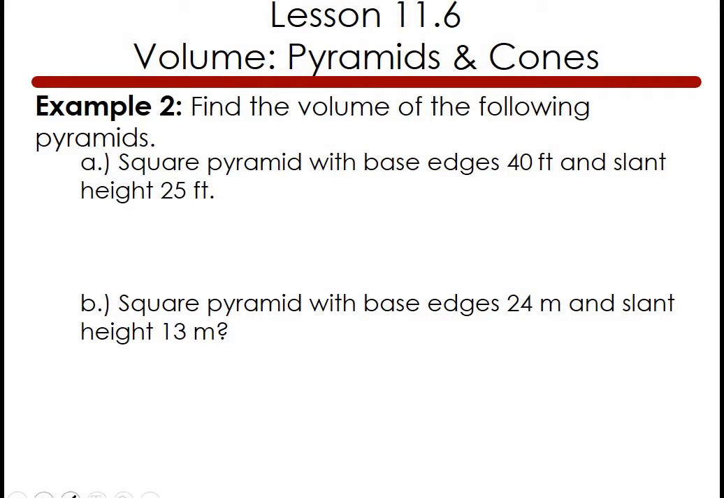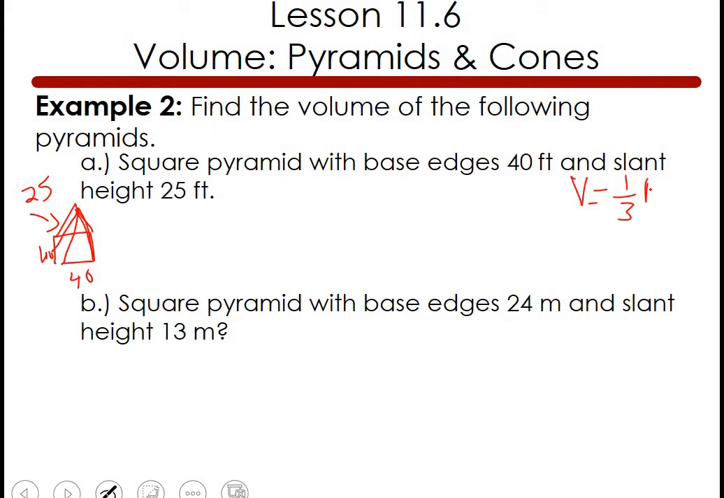All right, let's try the next one. It's a square pyramid, so the bottom is square. I'm just going to draw it roughly. The edges are 40 and the slant height is 25. So again, volume equals 1/3 base times height. The base is a square, so that is 40 times 40.